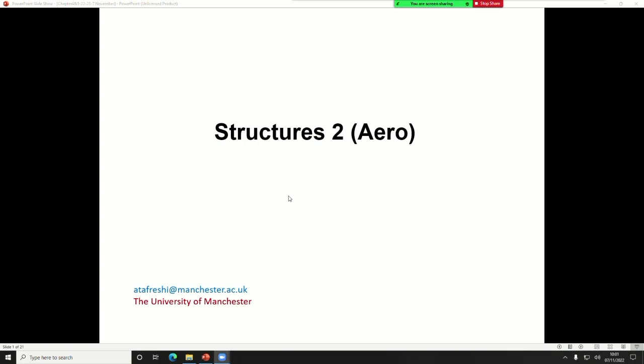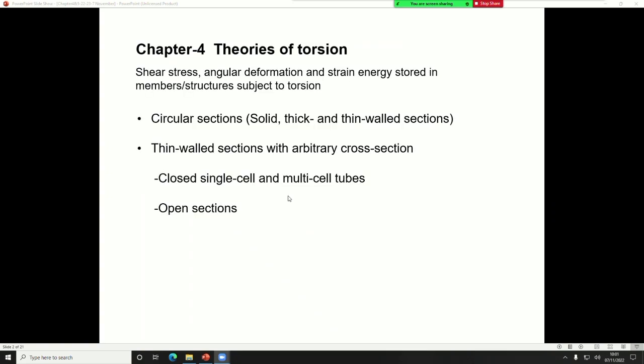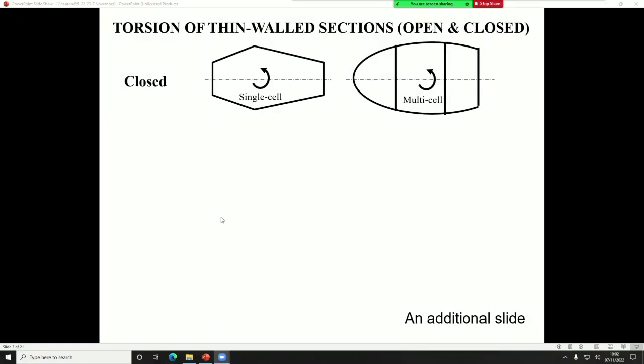Okay. So I have almost finished chapter 4. A small section is remaining, and that's when open sections are subject to torsion. So this is what we've covered so far.